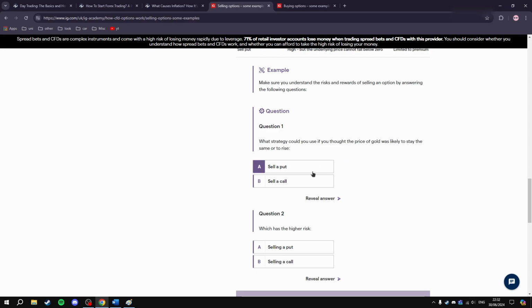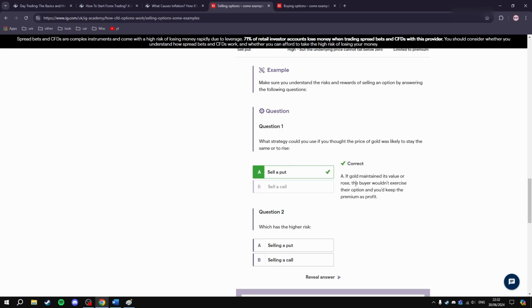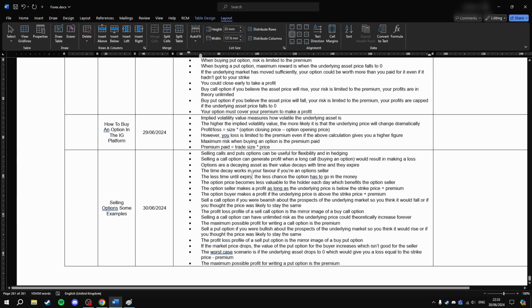Sell a put. If gold maintained its value or rose, the buyer wouldn't exercise the option and you keep the premium as a profit. Here we go. So if the value does rise, the buyer wouldn't exercise the option because they're doing a put option, so they're hoping the price is going to drop instead. So if it rises, confusing myself again.